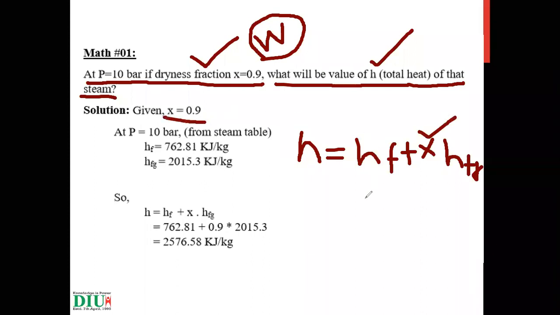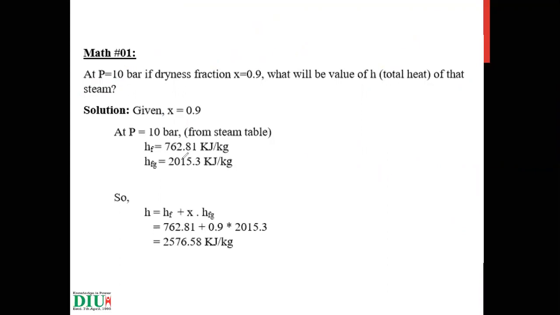Sir, from where will we get this sensible heat and this latent heat? It's a very interesting type of example. Basically we will use a particular table where this type of value is given against different pressures. Here we have the pressure of 10 bar, so we'll go to the steam table. The table is something like that.